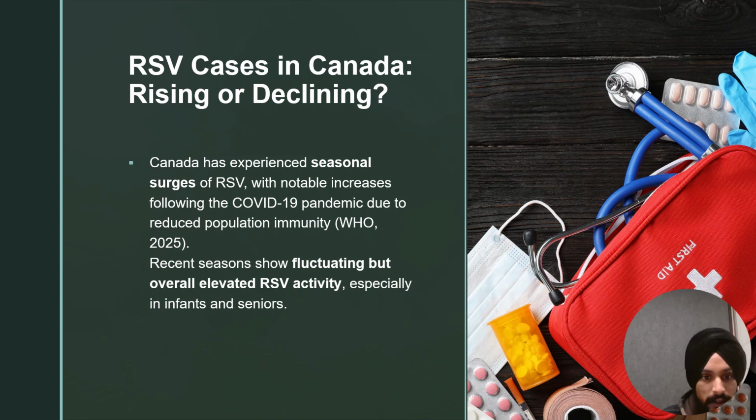In Canada, RSV cases have gone up in recent seasons. During the COVID-19 pandemic, RSV circulation dropped because of distancing, but once the restrictions ended, immunity in the population was low. This caused a surge in RSV cases, especially in infants. Several Canadian provinces reported higher than normal hospitalizations for pediatric respiratory illness. Recent data suggests RSV activity is still fluctuating but staying at a higher level than before the pandemic.